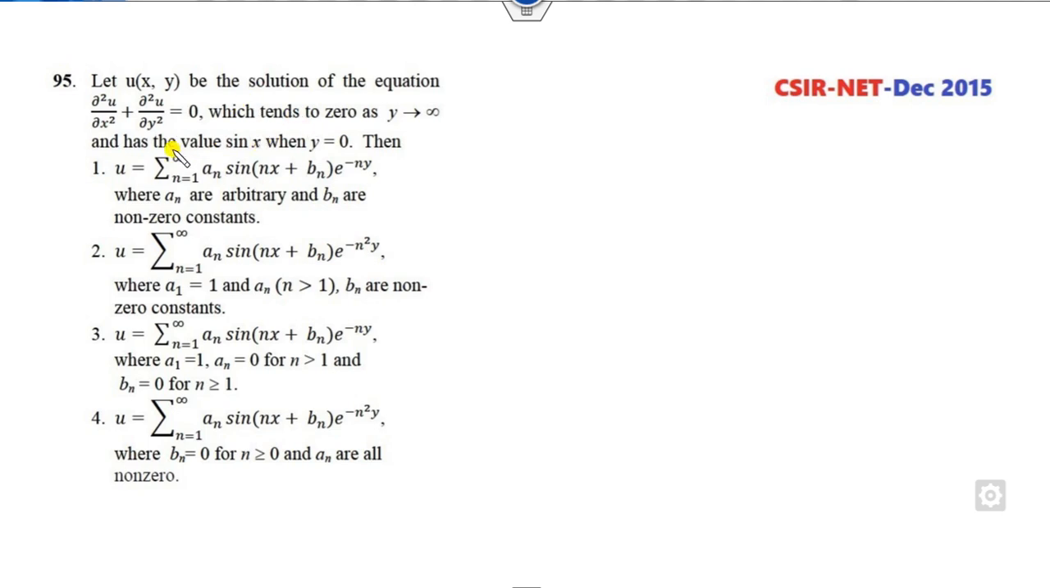Okay, what is given to you? u tends to 0 as y tends to infinity. When y is 0, you will get a sine of x. So firstly, we will check the condition. When y is equal to 0, this is 1. an is arbitrary, bn is arbitrary, but you can see this option here, because we need a sine x, but an is arbitrary. So if I consider a3 as 1, it will be given as a sine 3x, but we need a sine x. This option cancels out.